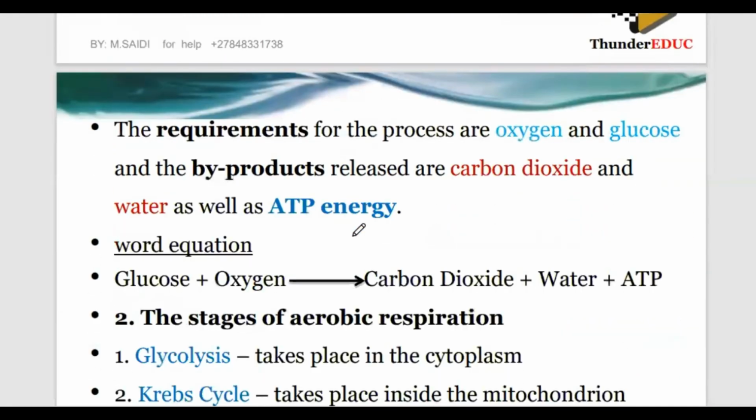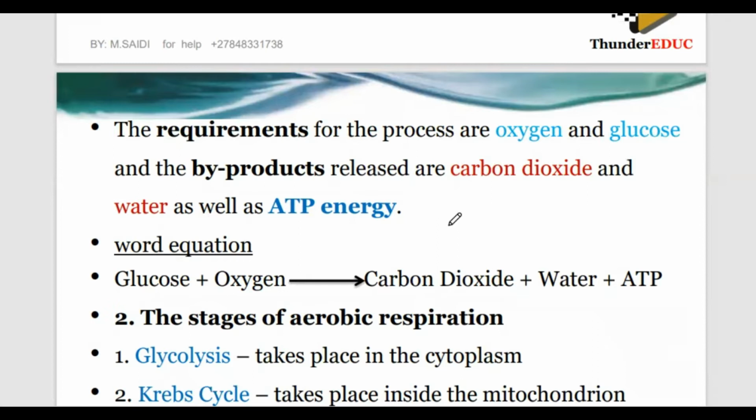Yes. So the requirements for this process are oxygen and glucose, and the byproducts are carbon dioxide as well as water. And the energy is the major product of this process. Don't forget that.